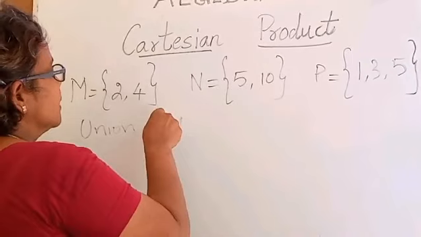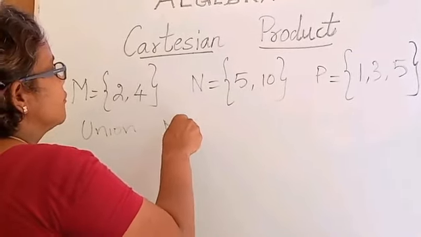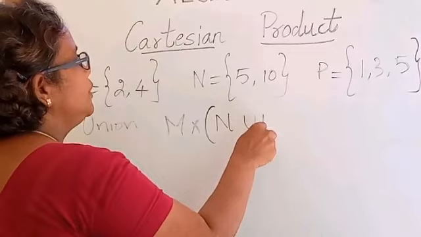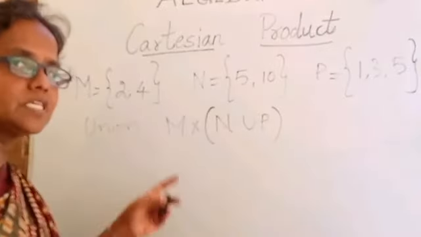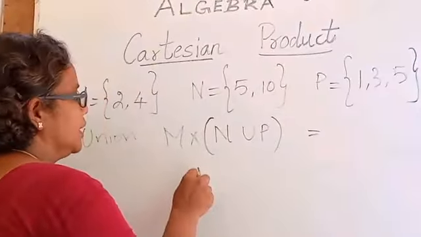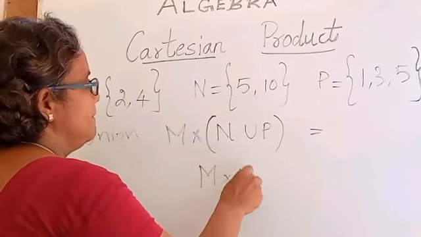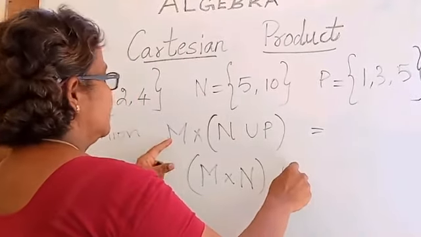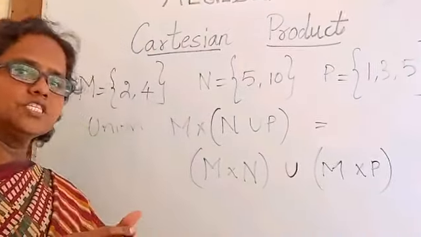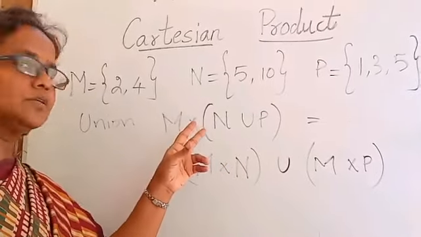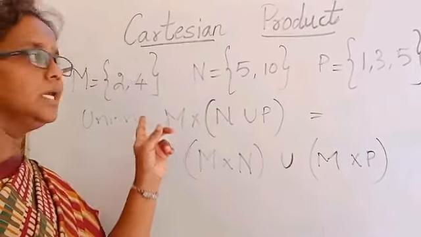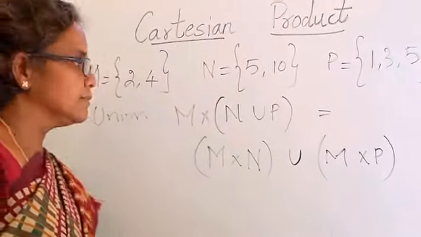This is how we represent the Cartesian product of M cross N union P. This is how we mathematically write the property: M cross (N union P) is equal to (M cross N) union (M cross P). So this is a law. Distributive property of Cartesian product of two non-empty sets over union. Since it is a distributive property, it involves three sets.